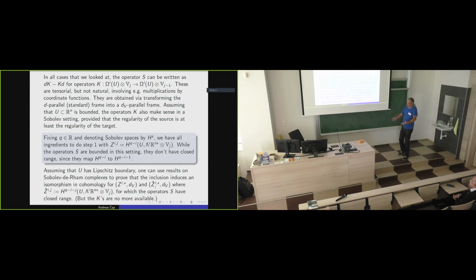At this point, a bit of explicit work is needed. Namely, you can verify that you can change the regularities slightly. If you assume that U has Lipschitz boundary, then you can change the regularity without changing the cohomology. This is based on existing results on Sobolev-de Rham complexes. Basically, this is one of the ideas of the whole story. People know pretty well how to deal with the de Rham complex, but they don't know well how to deal with these more general complexes.